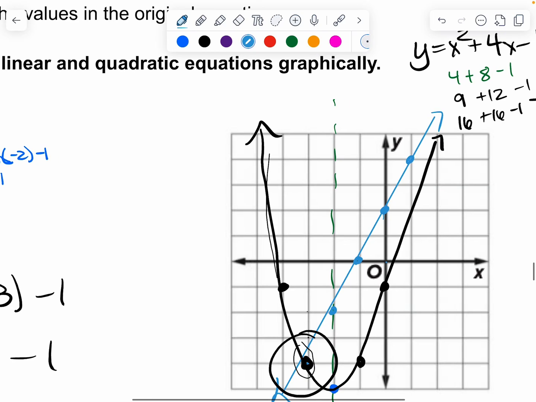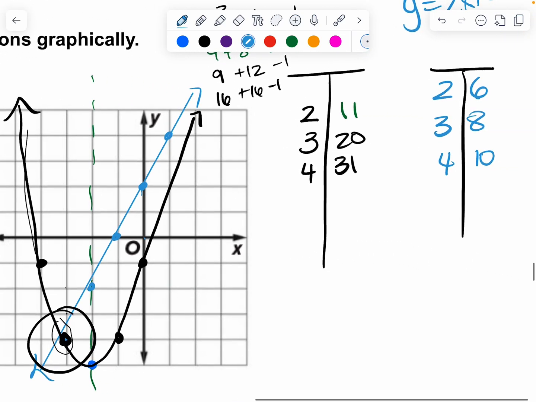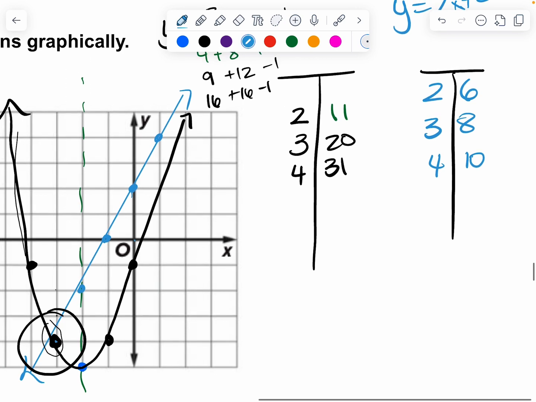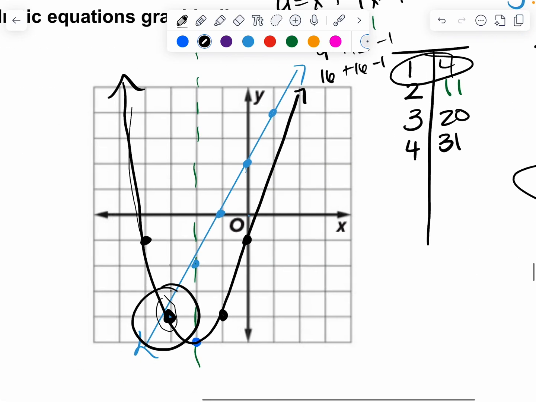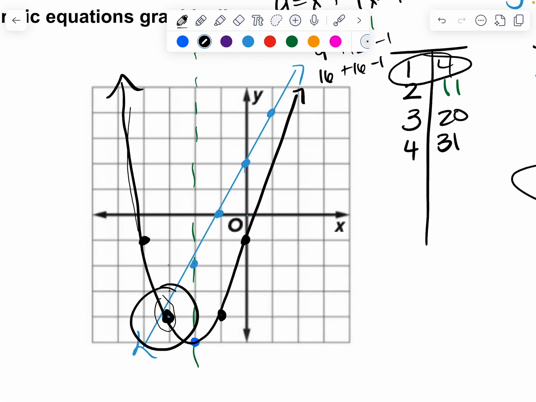Not sure where they would run into each other again on the other side. Because if I did 1, that would get me 4. If I did 1 on this one, it would give me 1 plus 4 minus 1. So that's 1, 4. Oh, look there. I just drew this wrong. It should be going through there right there and not here. Okay.